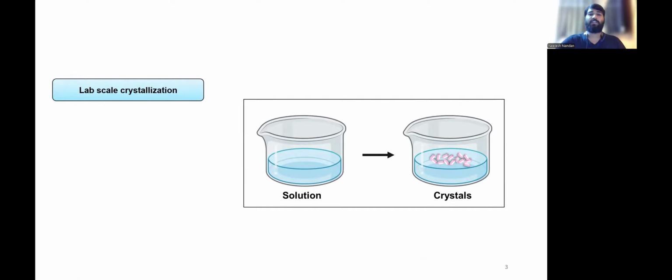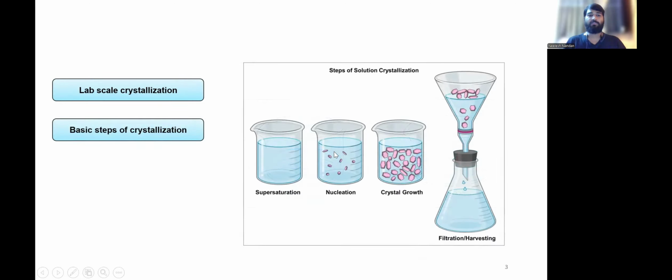This is the schematic of a lab scale crystallization. From a solution, the crystals are forming. This can be by cooling, evaporative, anti-solvent, or reactive. These are the basic steps of crystallization: supersaturation, nucleation, crystal growth, filtration, or harvesting.